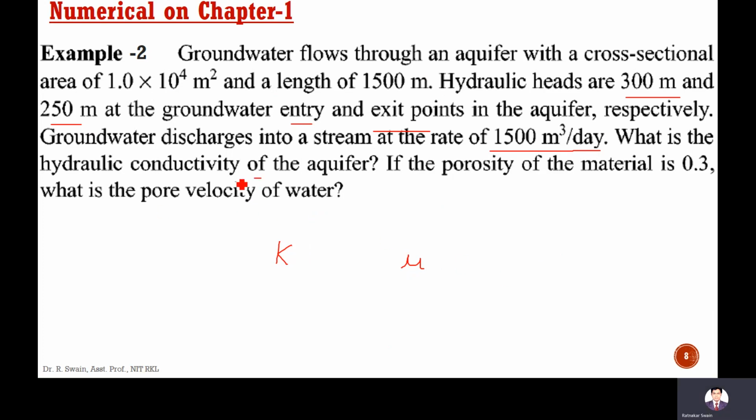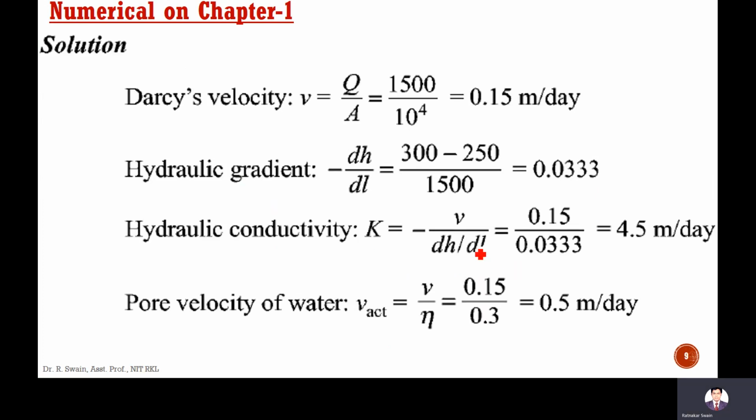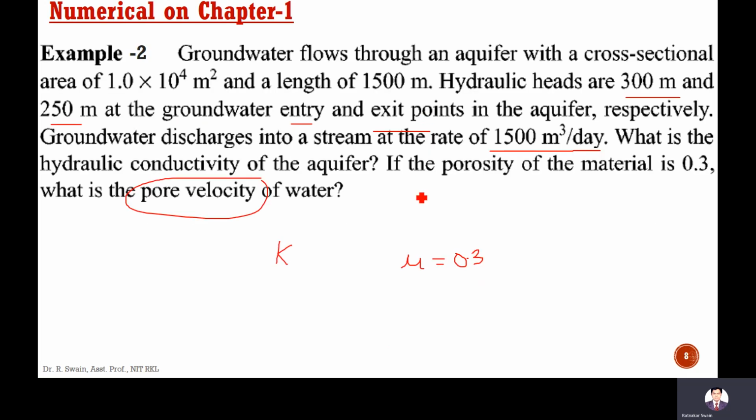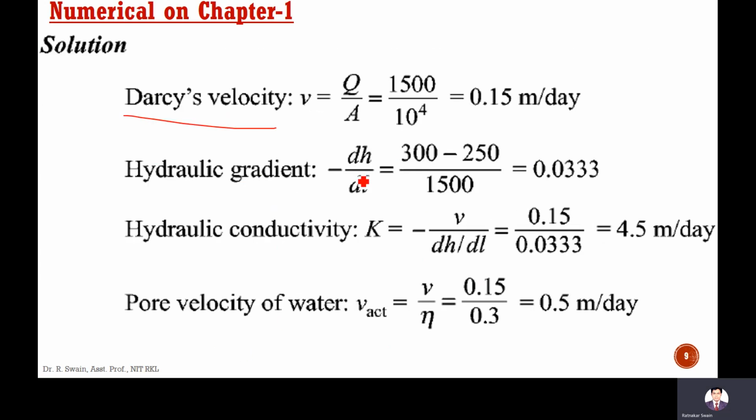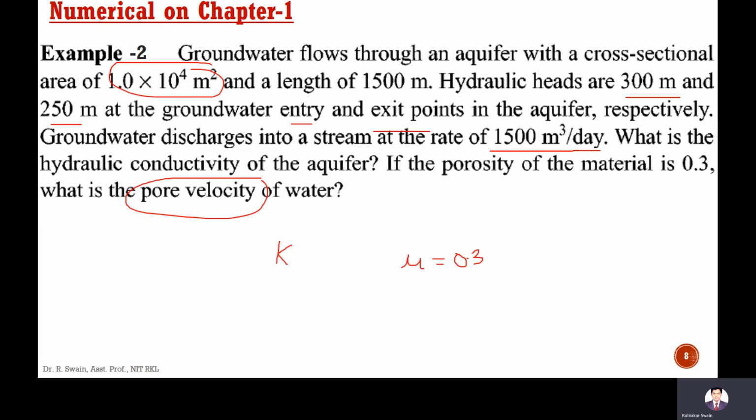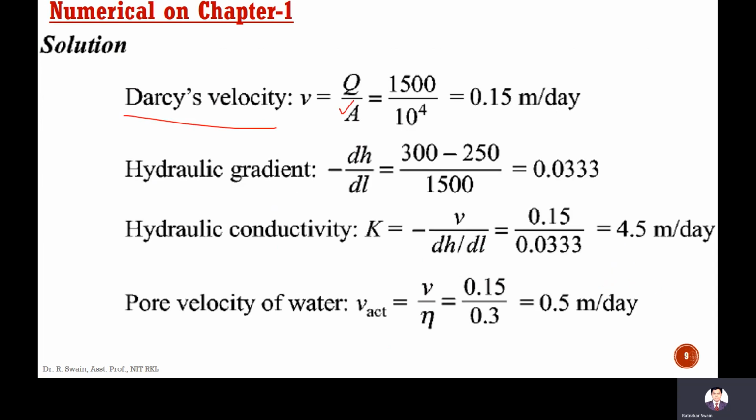It is asking for the pore velocity of water. The porosity of the material is given as 0.3. So here how is the velocity calculated? We have to use Darcy's equation. Here you can see the Darcy's velocity, that you already know, you can calculate as Q by the area. The area is given and discharge is given as 1500 meter cube. Q is given and area is given. So the velocity of water, this is the Darcy's velocity that you can calculate.